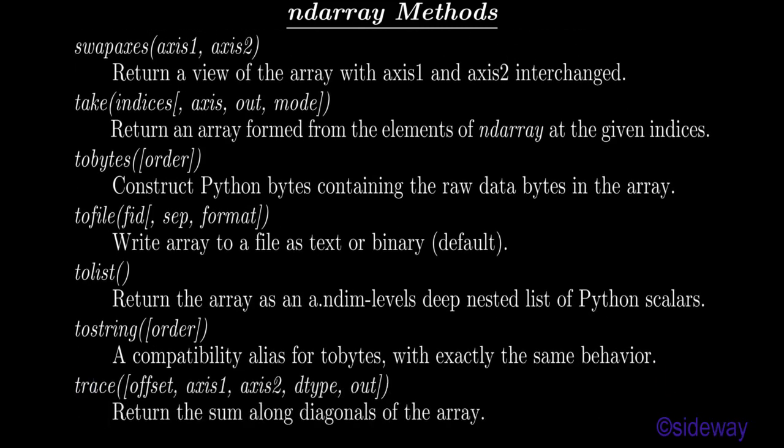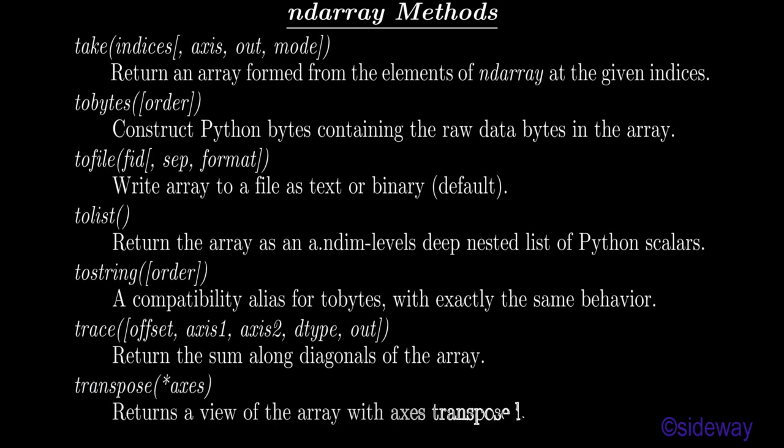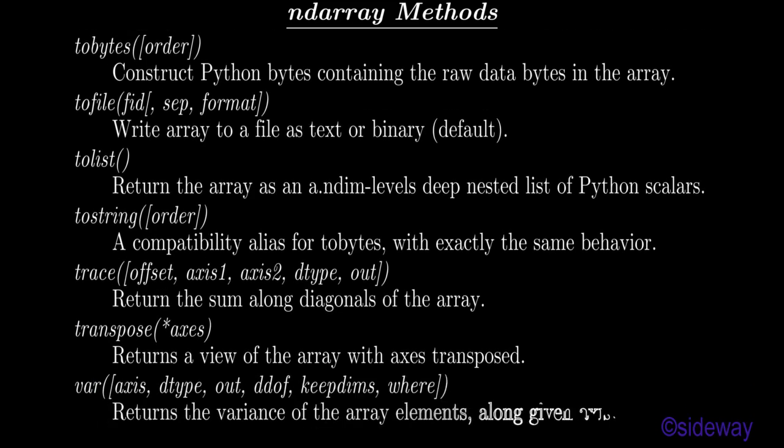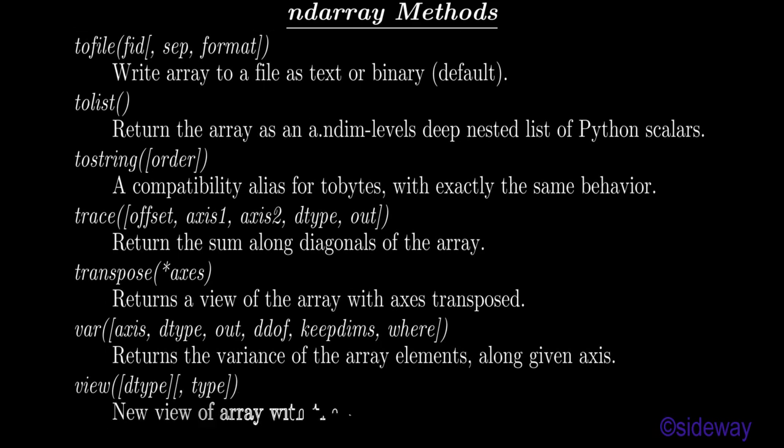trace(offset, axis1, axis2, dtype, out): Return the sum along diagonals of the array. transpose(*axes): Returns a view of the array with axes transposed. var(axis, dtype, out, ddof, keepdims, where): Returns the variance of the array elements along given axis. view(dtype, type): New view of array with the same data.